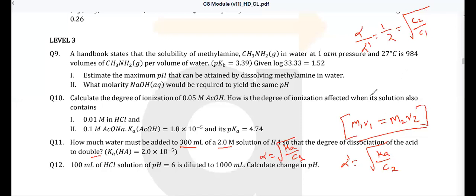Then we will use M1V1 is equal to M2V2 also. Anyone have any issues? Tell me. Anyone have any issues?